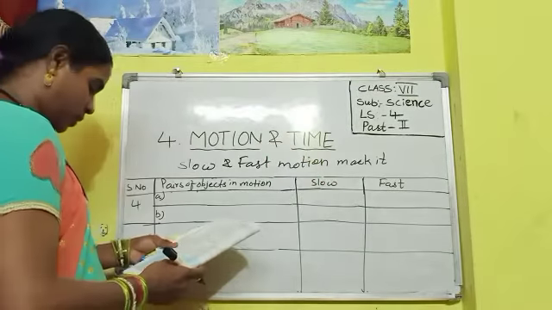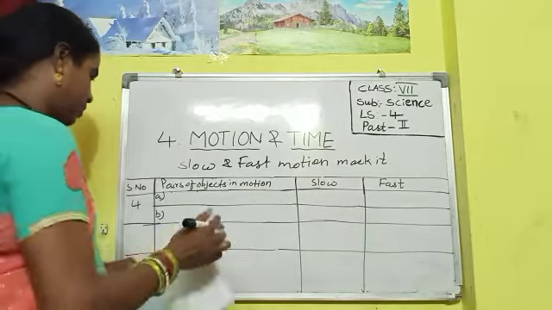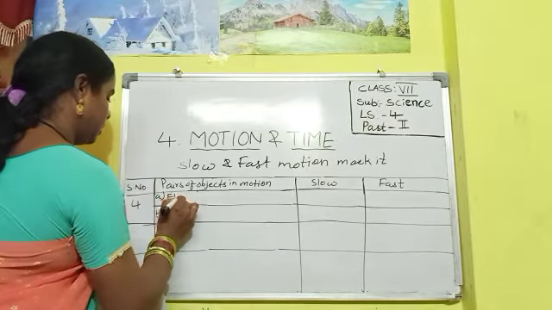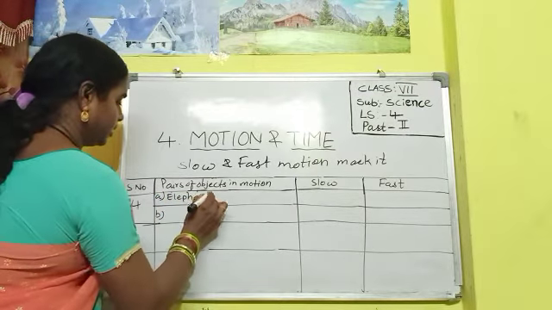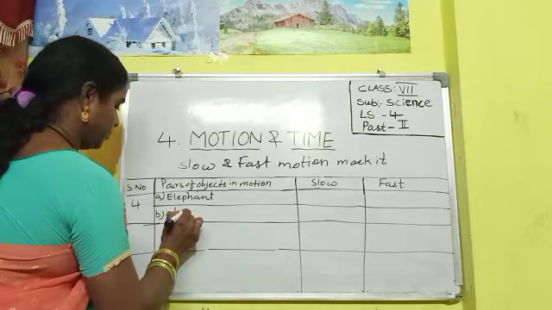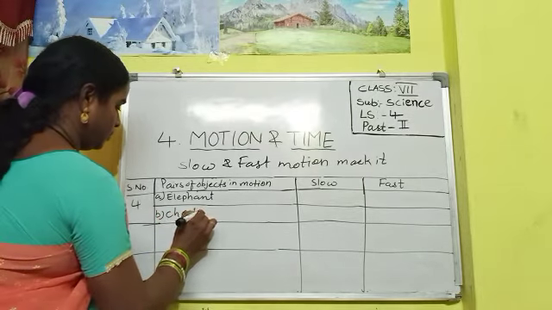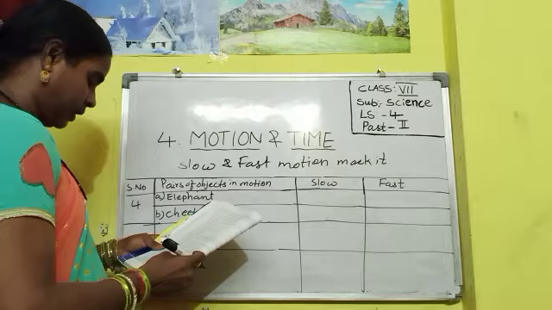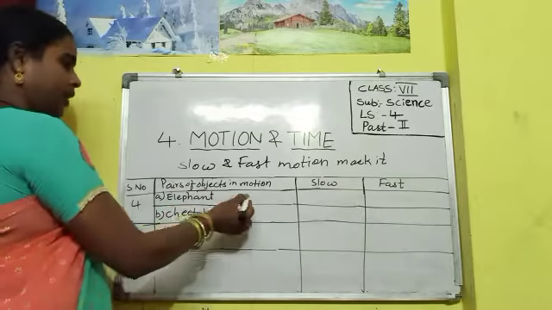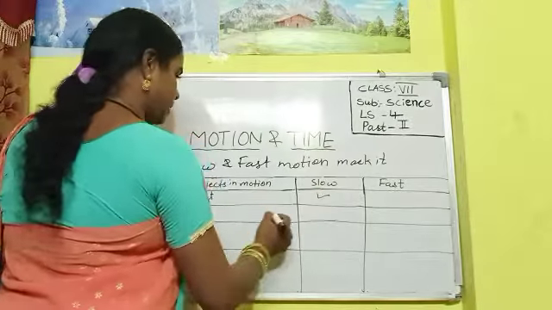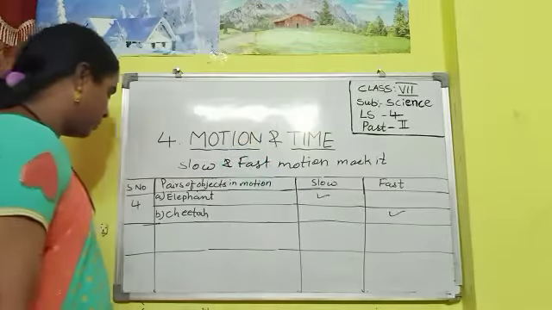What is in the 4? 4 A is elephant, B is cheetah. E-L-E-P-H-A-N-T, okay, elephant and cheetah. So elephant is slow and cheetah is very fast. You all know that, okay?